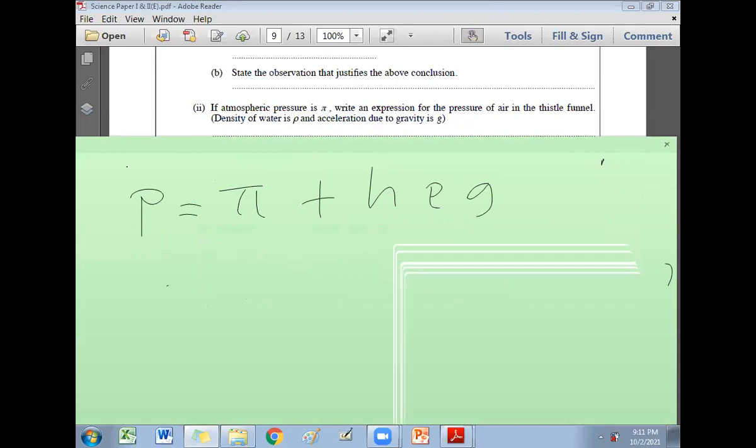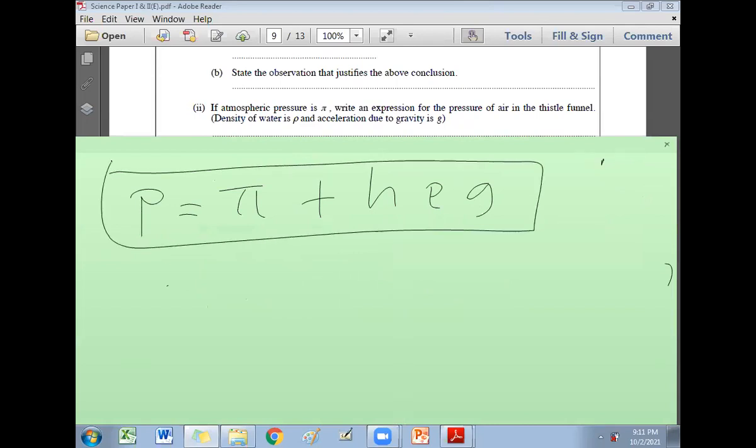What is H rho G? H rho G will be the liquid pressure. This is the atmospheric pressure. If you want to write it, they have given the symbol for atmospheric pressure, they have given 5. And liquid pressure is H rho G. That is the answer. You can't use other symbols. You have to use the symbols given there. Rho is given, G is given, the other symbol is given.